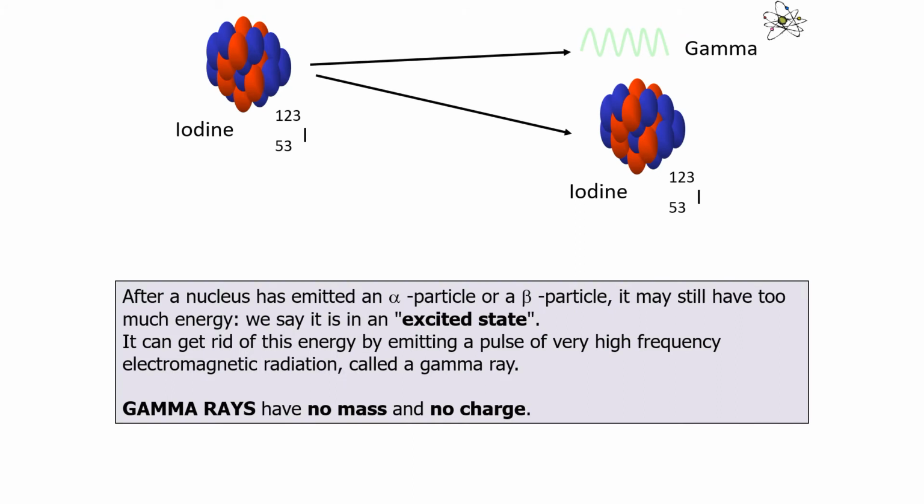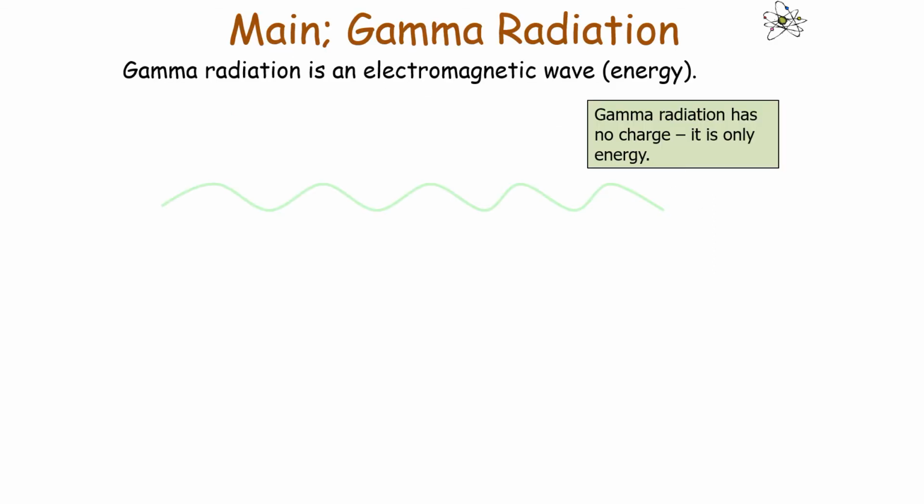Now, gamma radiation is when after a nucleus has emitted an alpha or beta particle, it may have too much energy, so we say it's in an excited state. So to get rid of this energy, it can emit a pulse of very high frequency electromagnetic radiation called a gamma ray. So gamma radiation has no charge, it is only energy.